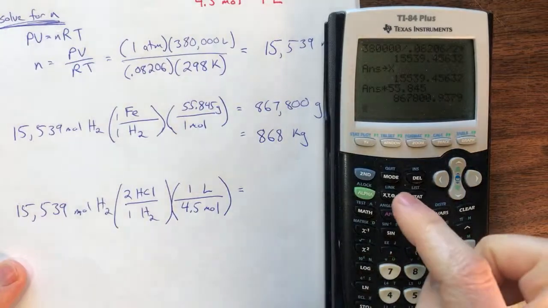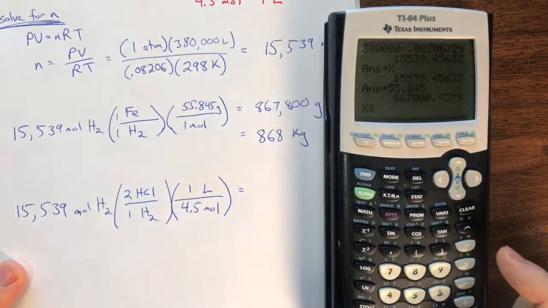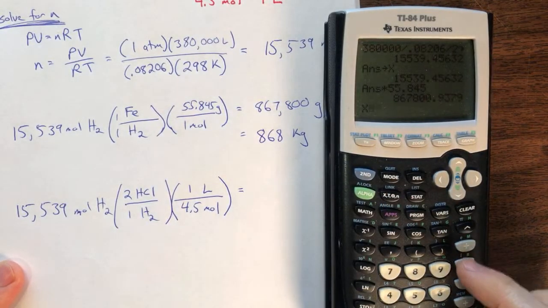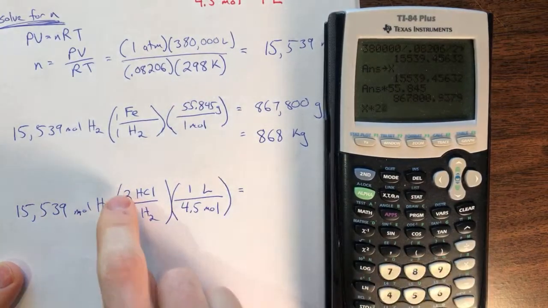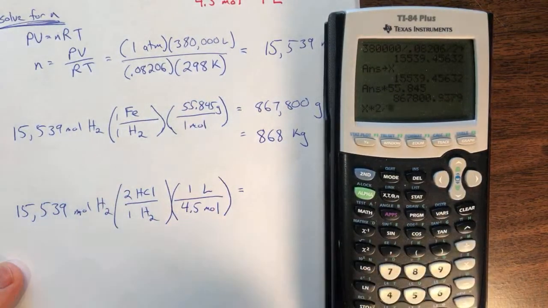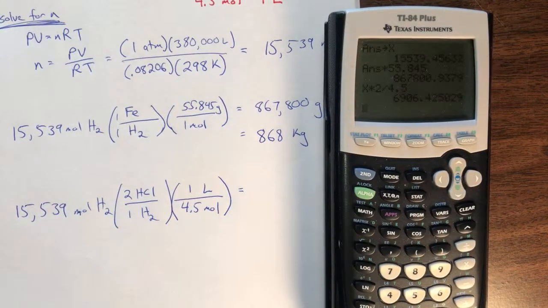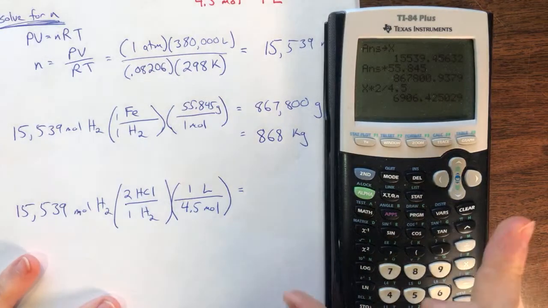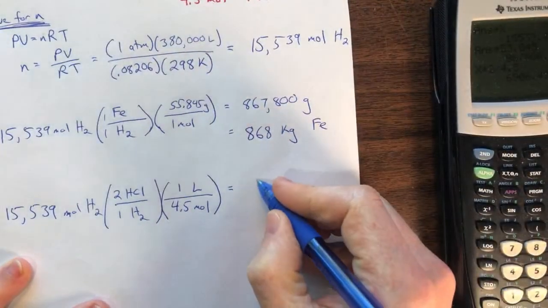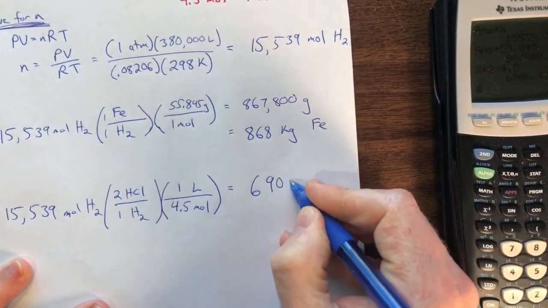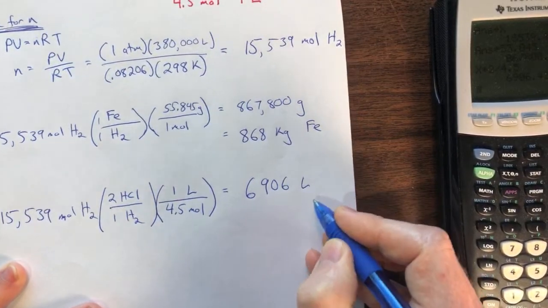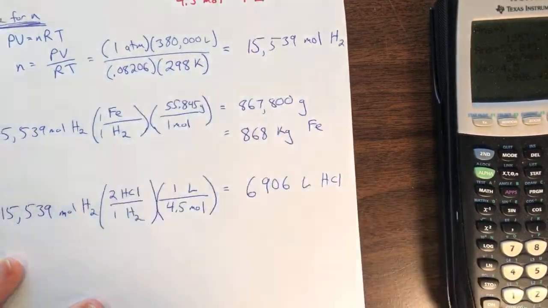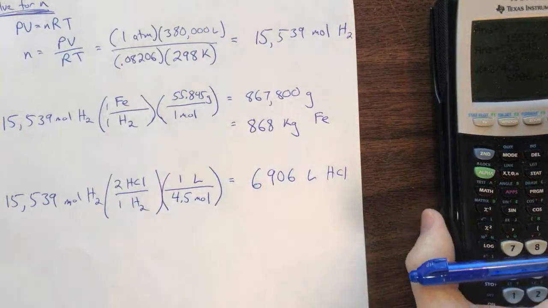So let's use our X. X was our 15,539 times 2 on top, divided by 4.5 on the bottom, gives us 6,906. Right? 6,906 liters of our hydrochloric acid. So that's a lot of this acid.